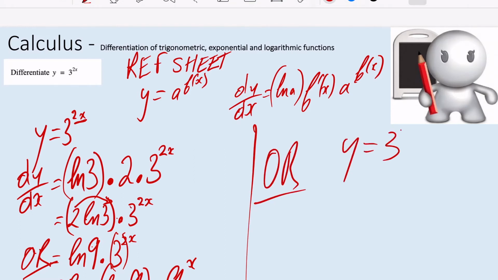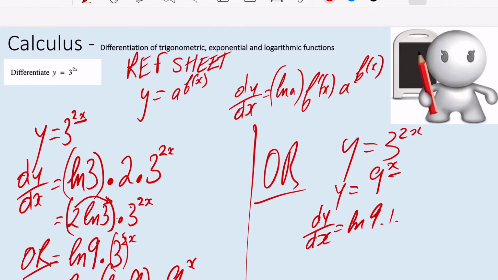So y equals 3 to the power of 2x, y equals 9 to the power of x, and then applied the given formula, which is dy/dx equals the log of 9. The derivative of x is 1, and 9 to the power of x, which is log of 9, and 9 to the power of x. Okay, so many different ways to get to what you're after.